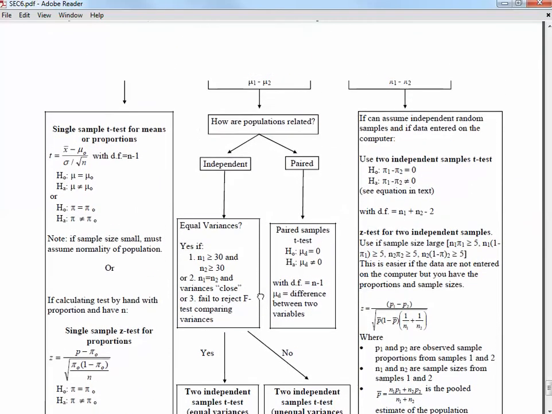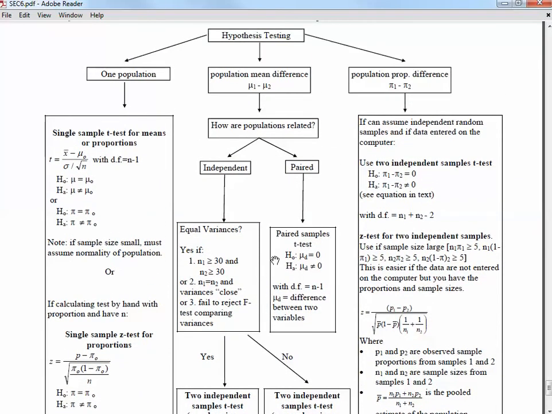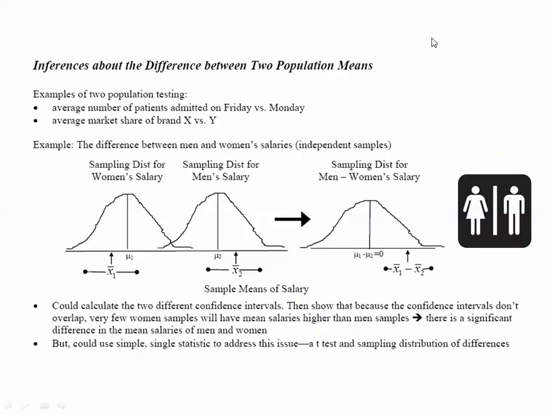On the right-hand side of this decision tree is the population proportion difference. So if we have two populations with different proportions, we would go down the right-hand side of this decision tree. Given that, let's move on to section 7.